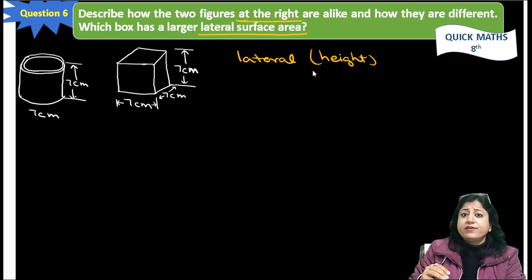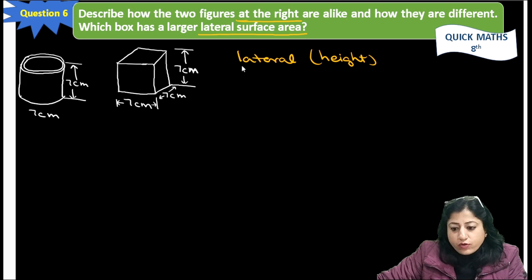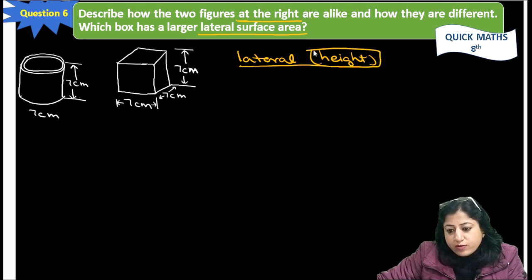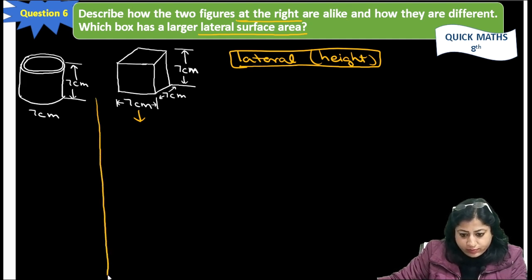But in the case of lateral, I will not count the roof and the bottom, because roof and bottom do not contain height. I will count only the faces that contain the height. So in the case of lateral, the height-containing faces will be counted. This is just to know about it. So in the case of lateral, the height portions will be considered. Now for the cube, I will explain one by one.